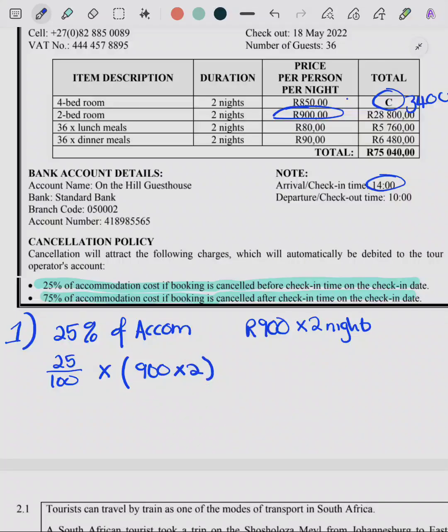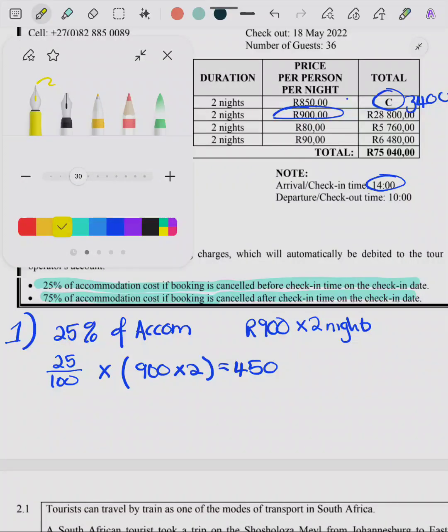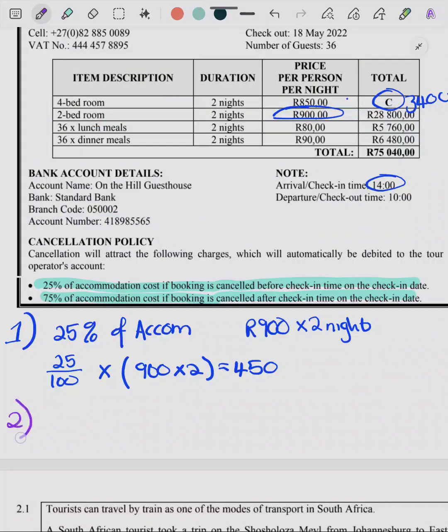Okay. And then when we calculate that, we're going to get to 450 Rand. So that was person number 1. Person number 2, let's just go into a different color here. Person number 2, well, they cancelled after the check-in time.